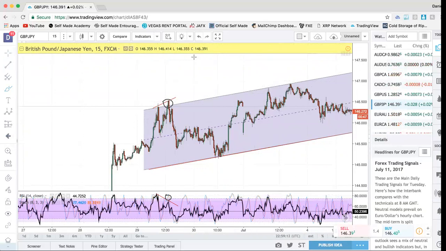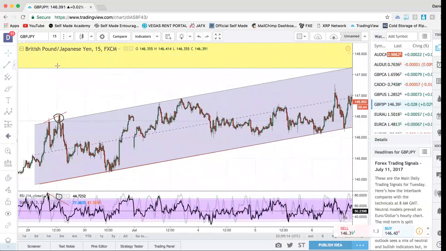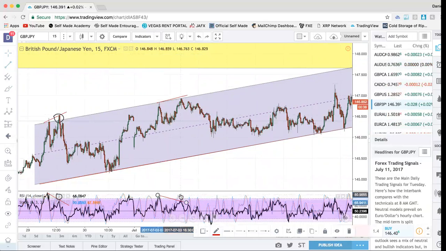Same thing over here, right? Within our channel that we drew, we have this going upwards, right? But what is our RSI doing? Downwards, our stochastic going up, right?